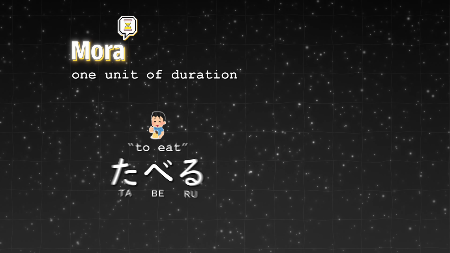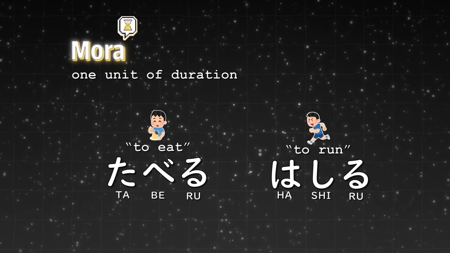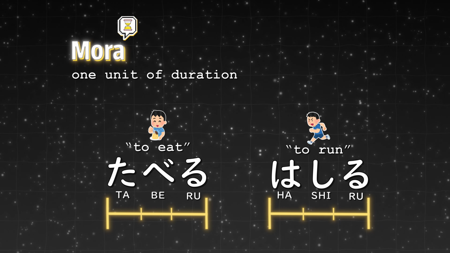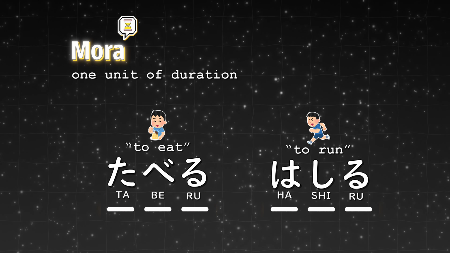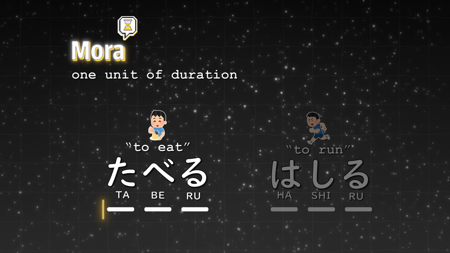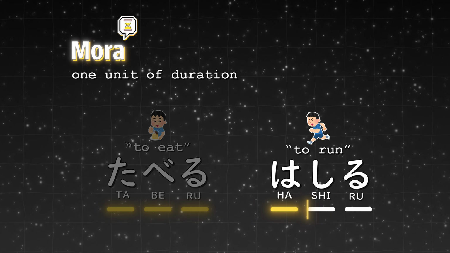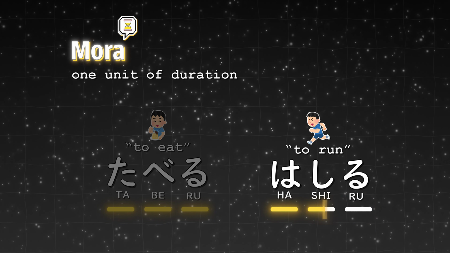In other words, taberu and hashiru both have 3 kana, so they're the exact same 3 Mora length in duration, and each kana individually is the exact same length. Taberu, taberu, hashiru, hashiru.